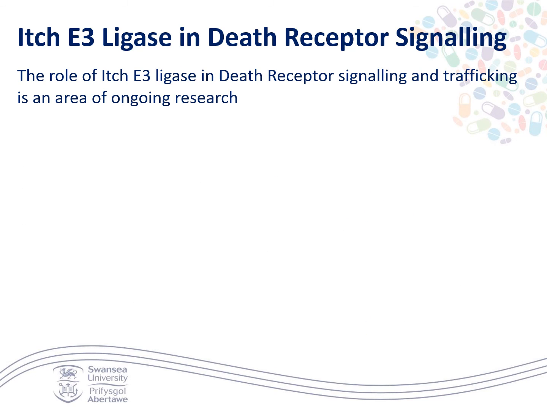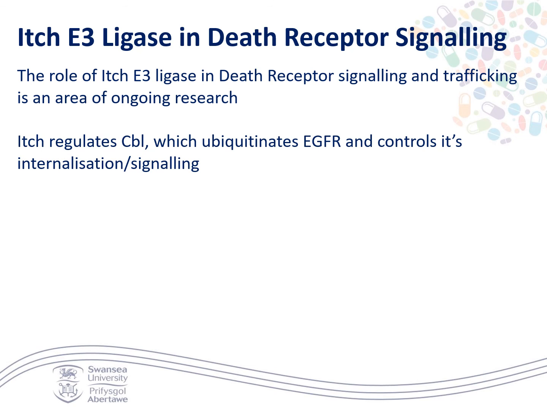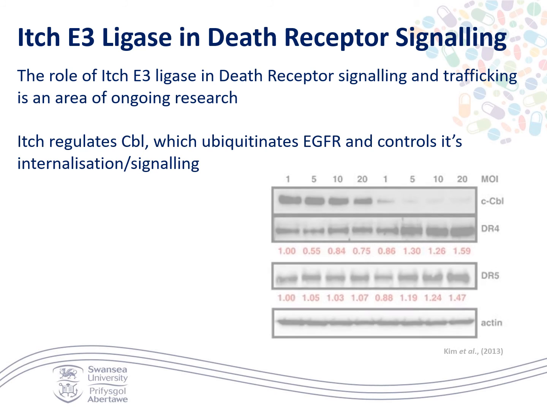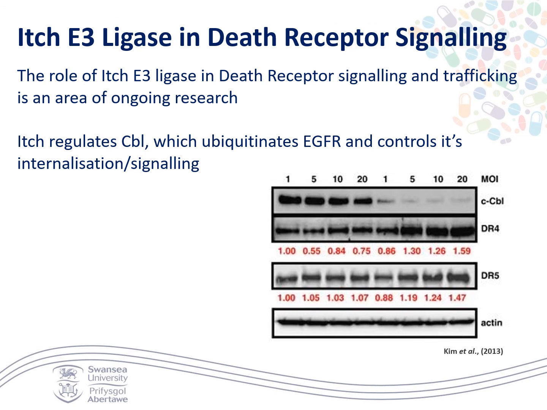So the role of itch E3 ligase in death receptor signaling and trafficking is an area of ongoing research. But itch has also been shown to regulate Sybil, which ubiquitinates EGFR and controls its internalization and signaling, and you will have already heard quite a lot about Sybil. What is interesting though is that Sybil also seems to have an impact on regulating the expression of death receptor 4.